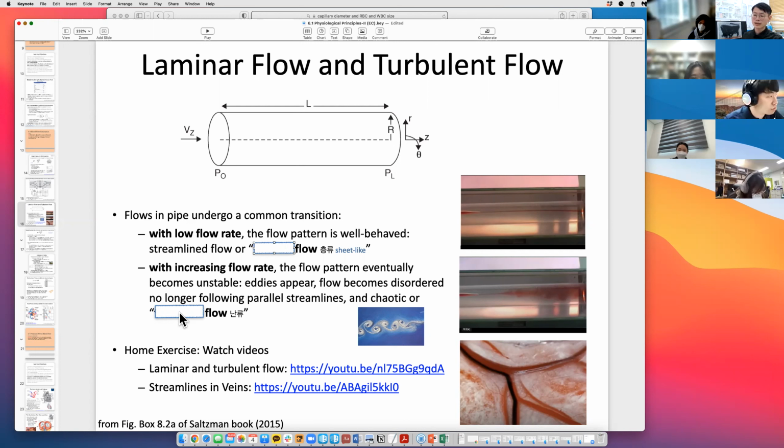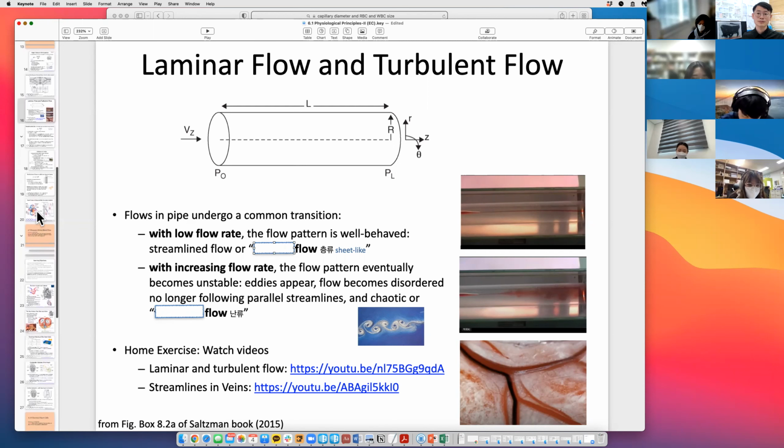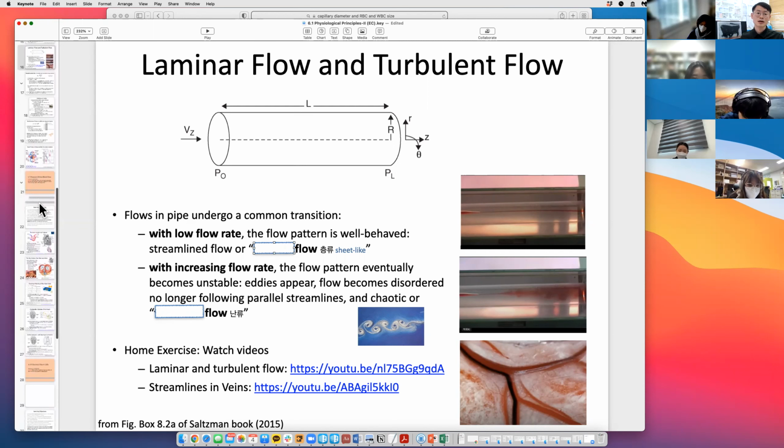Turbulent. Exactly. So, in terms of temporal point of view, what's the difference between turbulent and laminar flow? In terms of temporal point of view, over time, what are the differences between laminar and turbulent flow, like this and this?